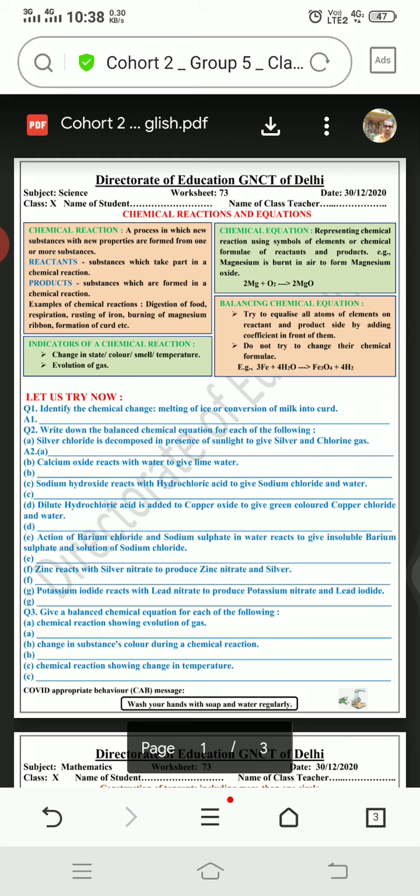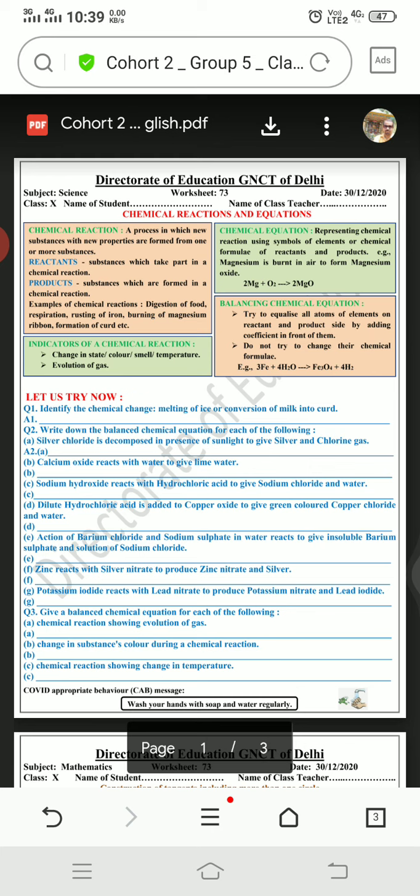So we will try to answer these questions on the basis of this discussion. Identify the chemical change: melting of ice or conversion of milk into curd. So what is a chemical change? Consider when melting of ice is taking place.